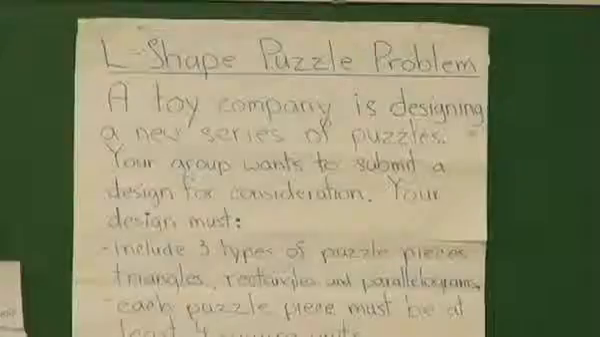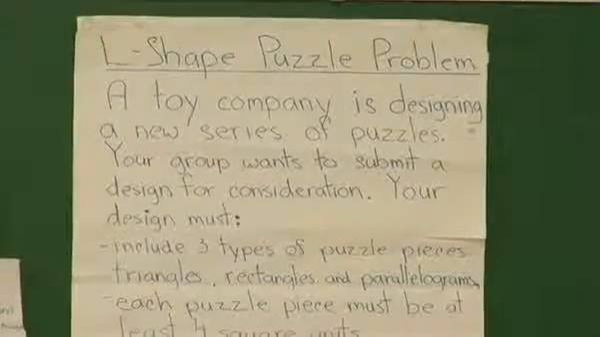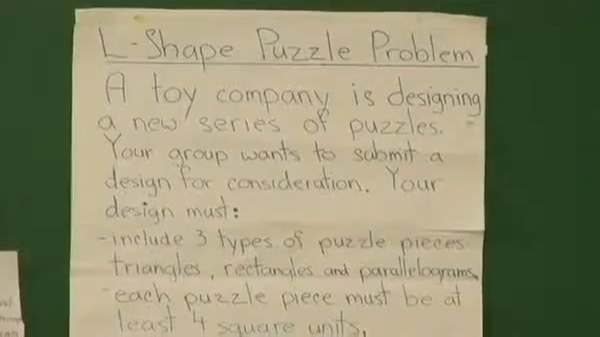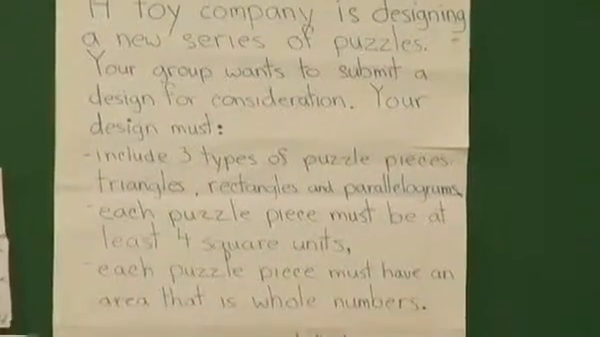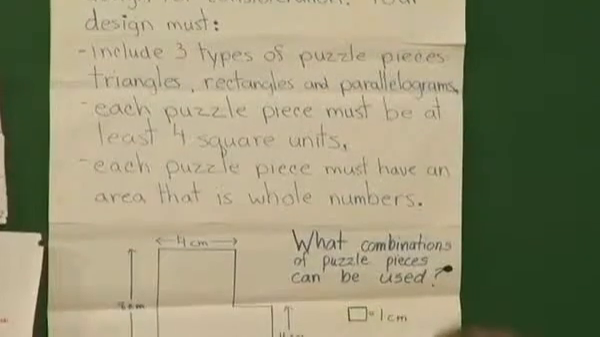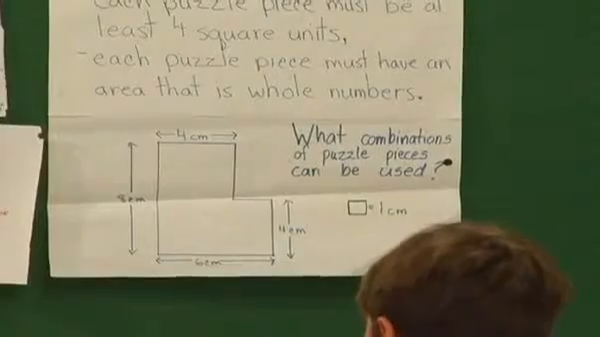Okay, boys and girls, this is the problem we're going to work with today. It's our L-shaped puzzle problem. So you have to consider the following things. Your design has to include 3 types of puzzle pieces. It has to have triangles, it has to have rectangles, and it has to have parallelograms. Okay? And when I say parallelograms, I mean parallelograms that have both acute and obtuse angles in them. So we can't use our square and our rectangle.